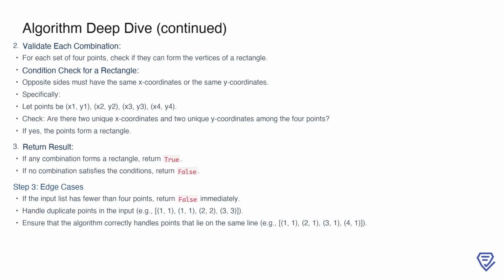Additionally, there are some edge cases to consider. For instance, if the input list has fewer than 4 points, we can directly return false since it's impossible to form a rectangle. Similarly, we need to handle duplicate points in the input and ensure that our algorithm correctly identifies cases where points lie on the same line, as these cannot form a rectangle.